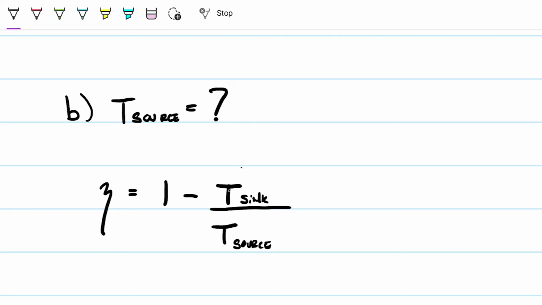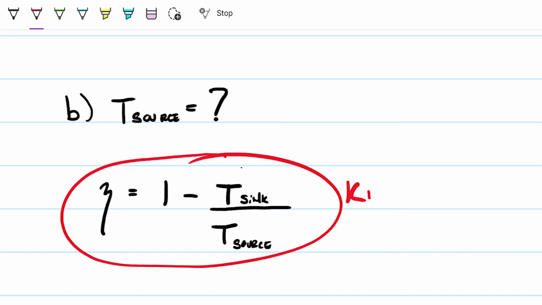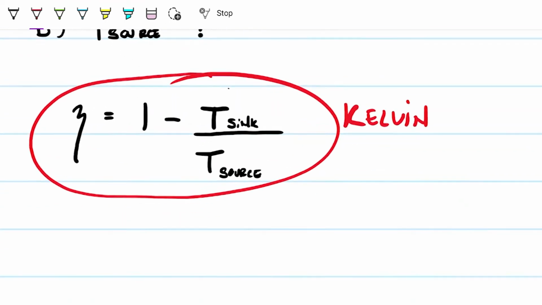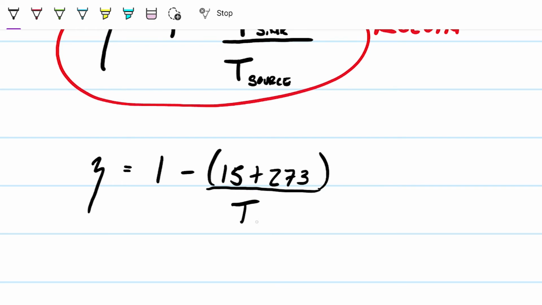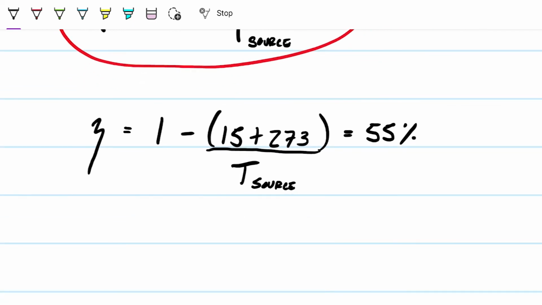And this is the equation that has to be in Kelvin, right? This is one that has to be in Kelvin, and a lot of people go wrong because they put it in Celsius. This is not going to work. This is not going to be absolute, and therefore this equation does not make sense. So if I'm using Celsius, I need to put the T of the sink, which I know is 15, right? 15 plus 273 to have this in Kelvin. And I'm dividing by the temperature of the source, which is what I'm after, by the way. And this has to be the efficiency of the heat engine, which I've always known to be 55%.